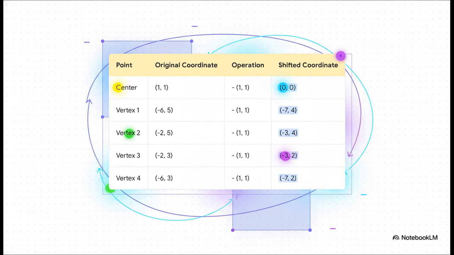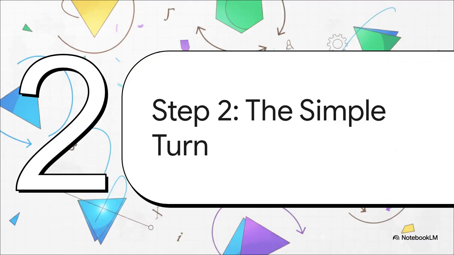But here's the key. Whatever we do to the center, we have to do to every single corner of our rectangle. That keeps everything in the right place relative to each other. So we're going to take each corner's coordinates and just subtract (1, 1) from them to get our new shifted points. Okay, the shift is done. Now our whole problem is centered at the origin, which means we're ready for the easy part. Let's get to step 2, the simple turn.